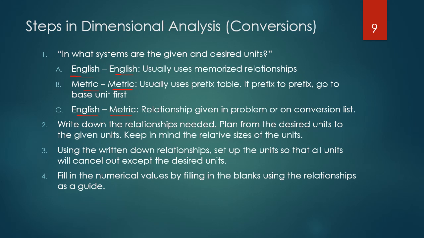Next, write down the relationships needed. So what conversion factors are going to help you get from one to another? Write those down off to the side so that you have them ready and can put them into your railroad tracks as you go. Make sure that you are setting it up so that units will cancel out that you don't want and units you want to keep will stay.